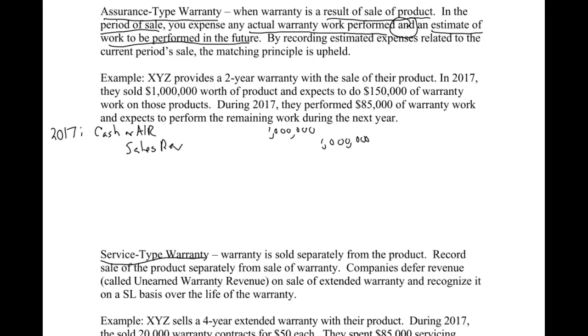Now we actually do 85,000 of warranty work. So it says up at the top, we're going to expense any actual warranty work. So we have warranty expense, 85,000. And this could be any number of credits. It could be cash if we gave them their money back. It could be inventory if we gave them a new product. It could be wages payable if we paid somebody to do some work on that product to fix it. I'm less concerned with that.